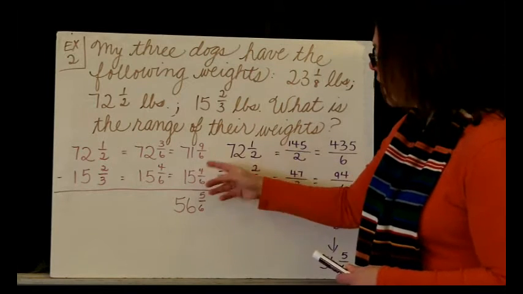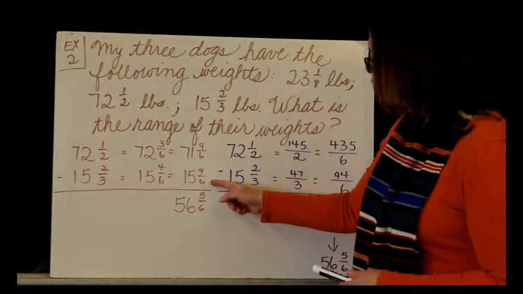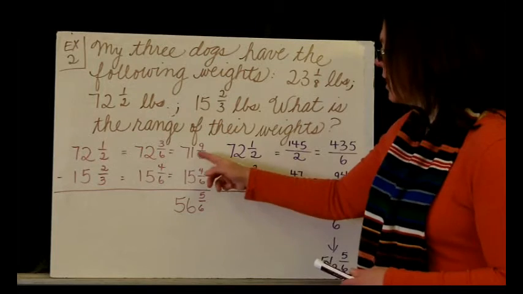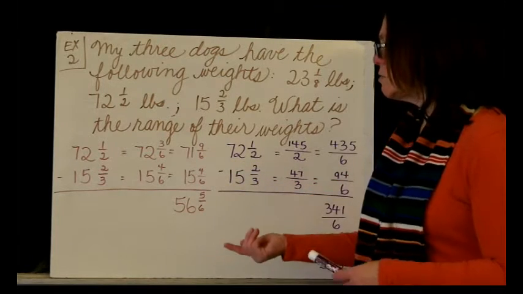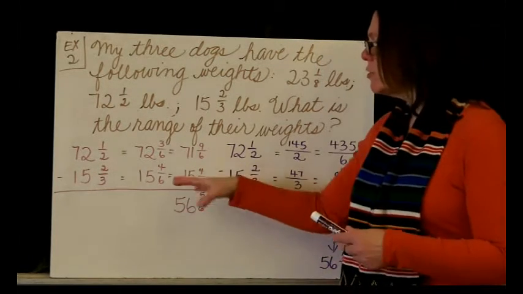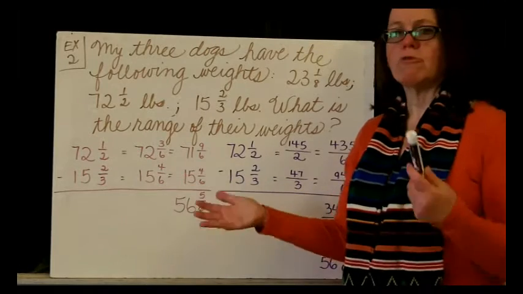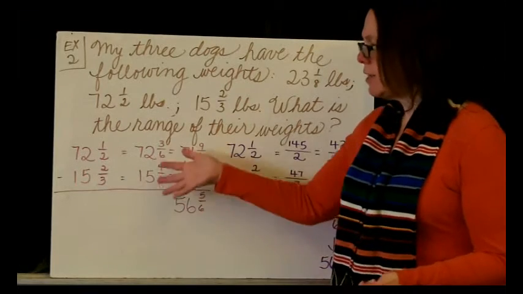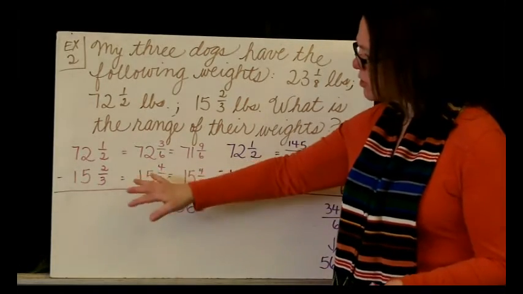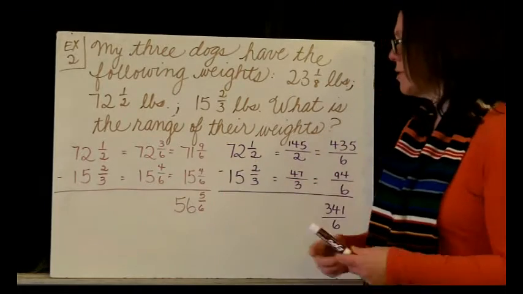And now I just subtract. 9/6 minus 4/6 is 5/6. 71 minus 15 is 56. Now I know that this is not the preferred method for most of you, but it is for some, and it's important to know that you can regroup when you have a mixed number.